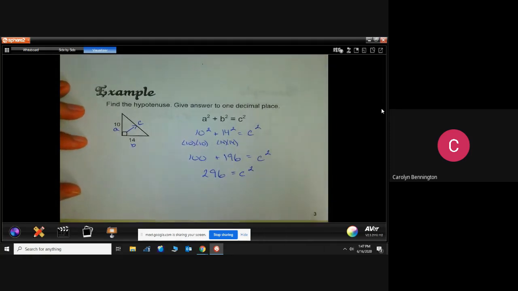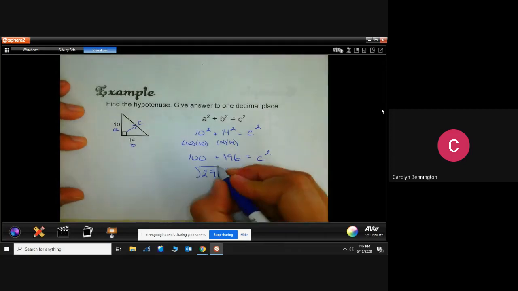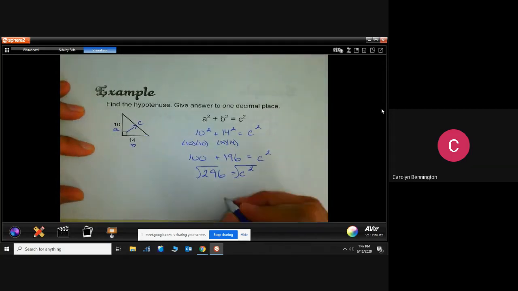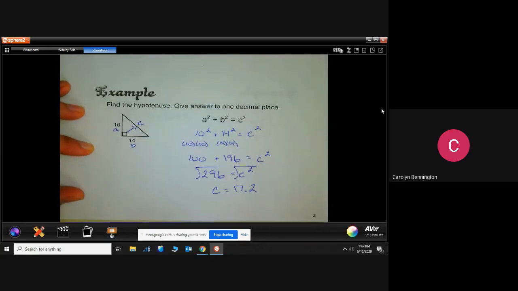And now the last part that we want to do is square root both sides of our equation, because we don't want the c squared value, we just want the c value. So we're going to square root both sides of the equation, and our c will equal 17.2.